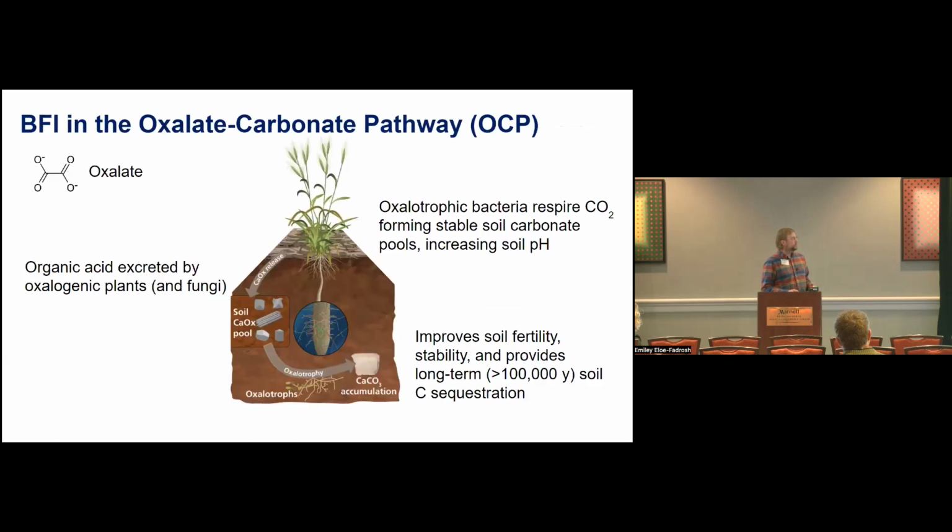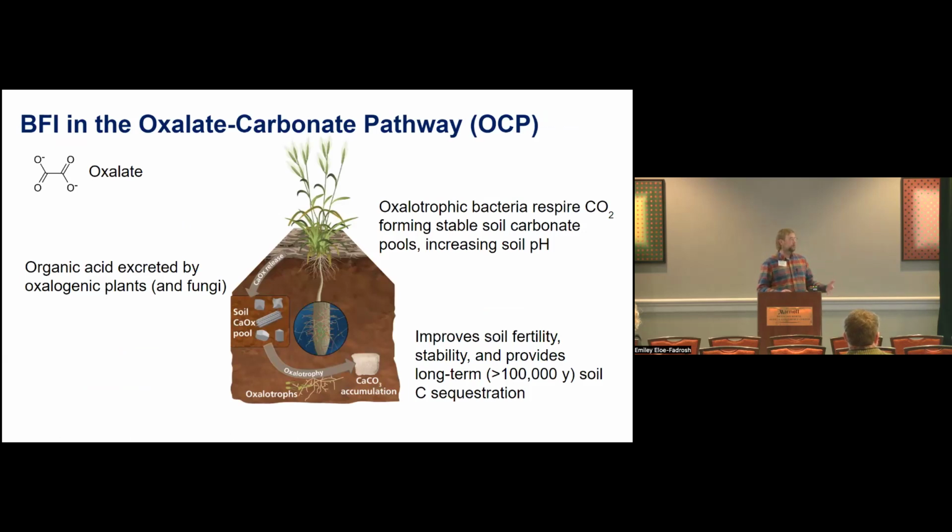So for this, we have been studying a model system, the oxalate carbonate pathway, that involves bacteria and fungi that are associated with plant roots that excrete oxalate as a root exudate. So some plants are able to do this, some plants do not. So one of our key questions is, can we identify the components of the oxalate carbonate pathway that we can then leverage in the future and try to promote this type of plant-derived carbon into stable carbonate pools.